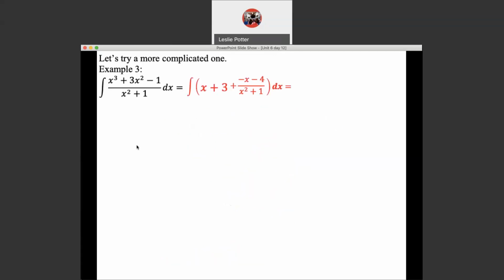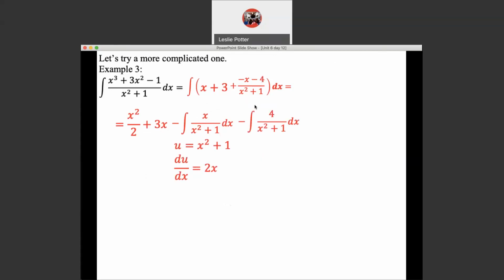And so here we go. Let's integrate that. So this is x squared over 2 plus 3x. That's pretty predictable. And then notice what I'm doing here. I'm taking this and making a fraction, x over x squared plus 1. That's going to be a u sub, right? Because we have some sort of form of the derivative up here. This is the u. And then we also have minus 4 over this.